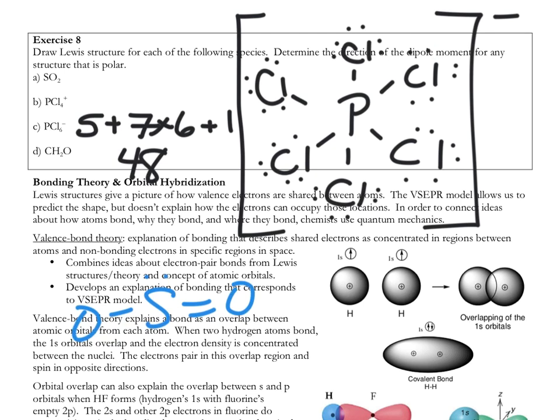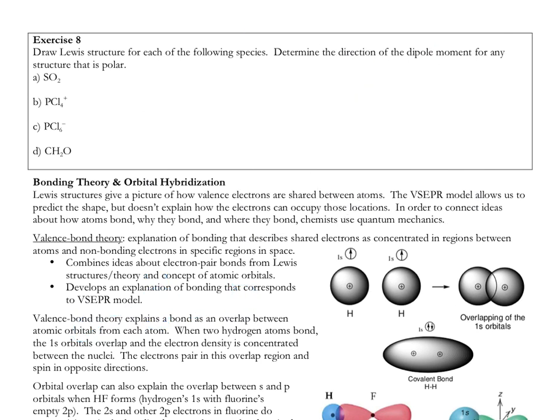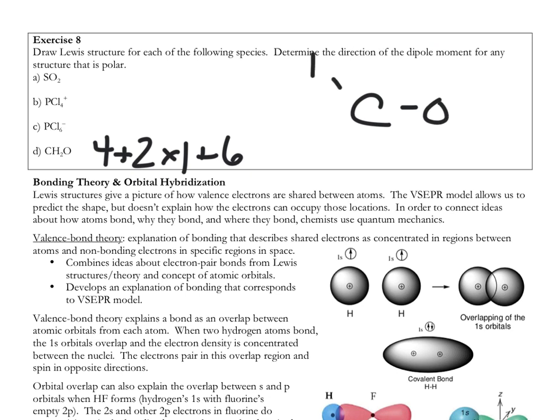So when you're looking to symmetry, it's important to think about shape, but you can just look at your drawing as well, as long as you've done that correctly. And the last one here is CH2O. So carbon's got 4 electrons, 2 times 1 for my hydrogens, 6 there. So 12 electrons, carbon in the middle. Attach it out to these things.